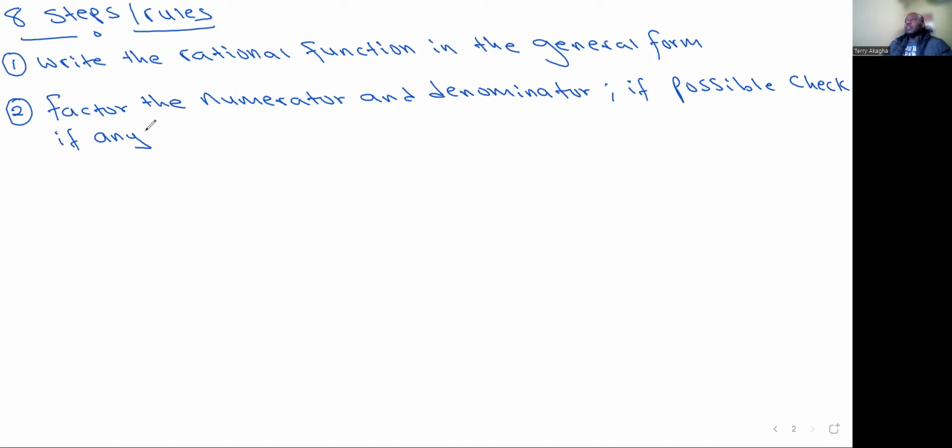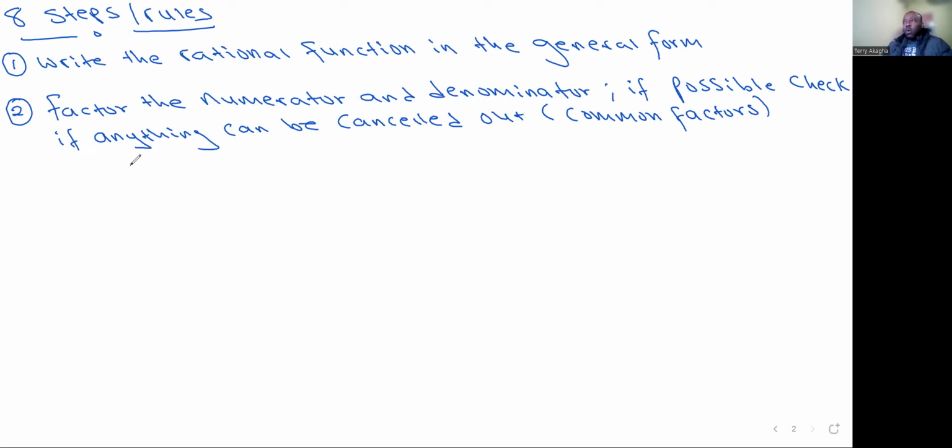Okay, so if anything can be canceled out. So basically what I'm referring to is common factors, okay? So basically you're checking for common factors. And the reason why you're checking for common factors is to see if there is a hole.